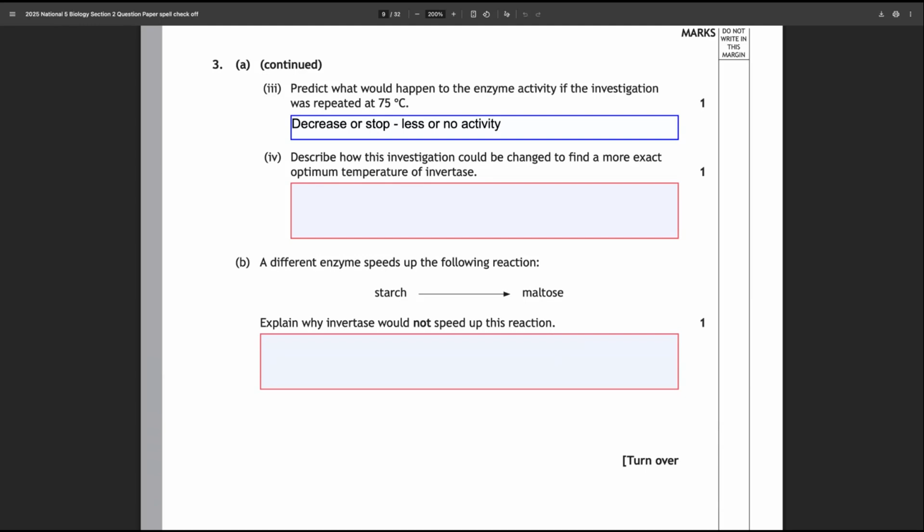The key thing is try and use the word activity when you're describing enzymes as often as possible. And when you're asked to predict what would happen, it's usually an increase or a decrease, depending on whether it's a temperature increase from a lower to a slightly higher temperature, or usually it's a decrease when you get in very high temperatures like 75 degrees. Part 4. Describe how this investigation could be changed to find a more exact optimum temperature of invertase. So this investigation was done at both 45 and 55 degrees.